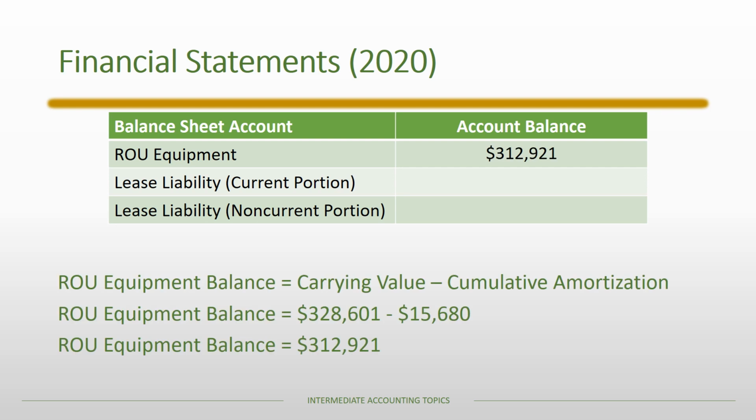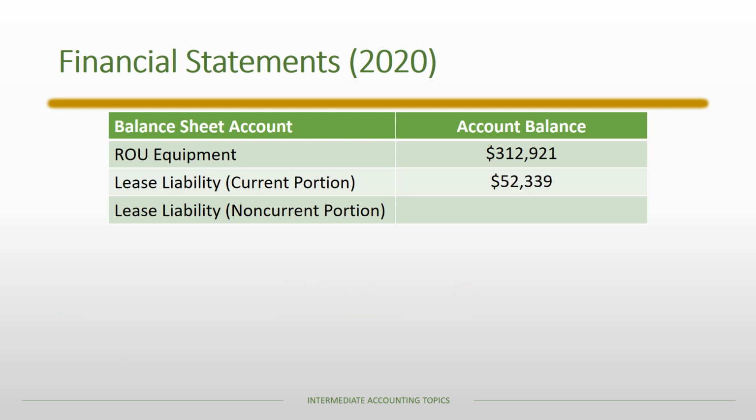For the right of use asset, it's pretty straightforward. You take the initial carrying value and you subtract any cumulative amortization. In this case, there's only been a partial year of amortization. And so the account balance for the right of use asset is $312,921. The current portion of the lease liability is actually quite complicated, and so you may need to look over this several times, but it is a pretty dense calculation, so just try to pay attention. I'm going to give you the account balance. This is what would be reported on the 2020 balance sheet. Now let me walk you through how we get to that account balance.